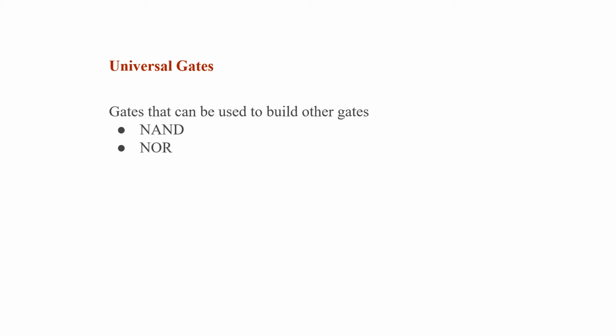There are two universal gates, the NAND and the NOR gates, and their definition states that these are the gates that can be used to implement or to build other gates. So using the NAND gate only, we can implement all other logic gates. We can also use the NOR gates only to implement the other gates. We'll see how we can do that in the future slides.